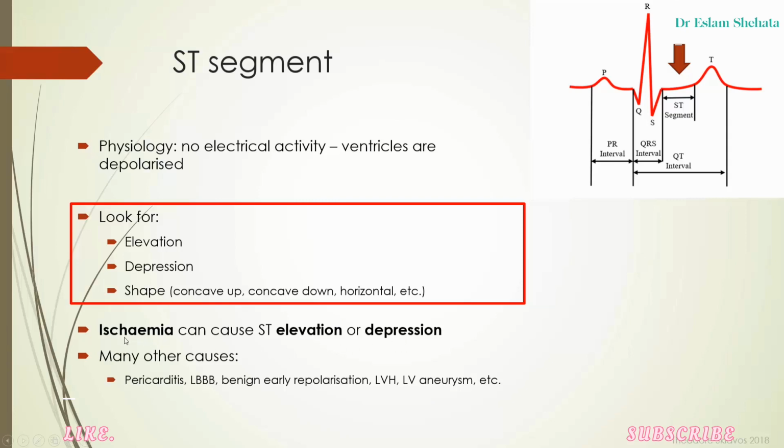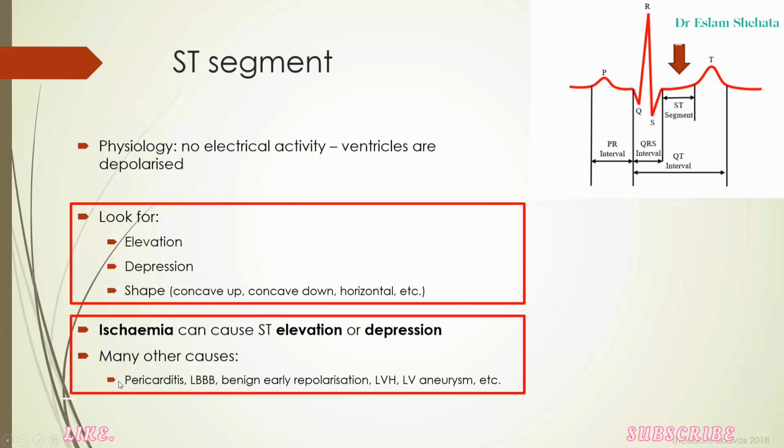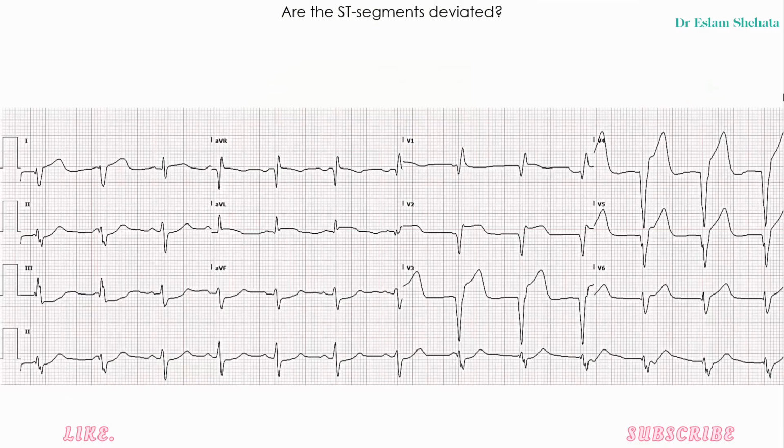Well, ischemia is always the first thing that comes to mind. What I want you to realize is there are a lot of different causes, okay? So any of these things, and there are many more. Alright, so when you see ST segment changes, don't just think ischemia. It should be the first thing you need to rule out, but it shouldn't be your only differential.